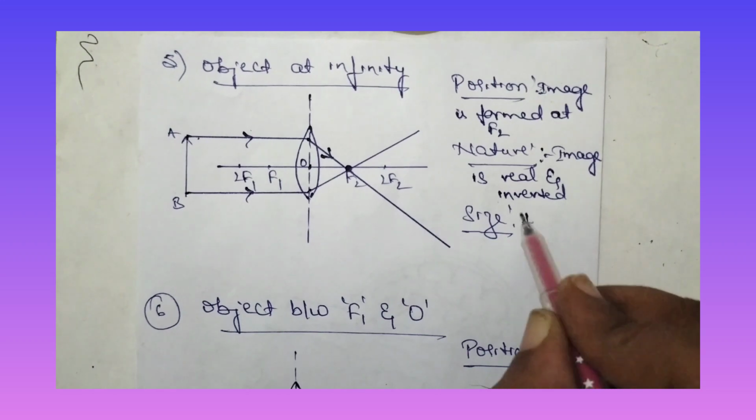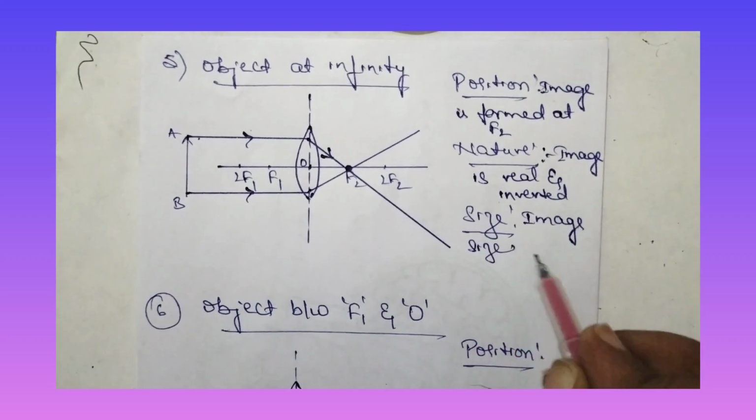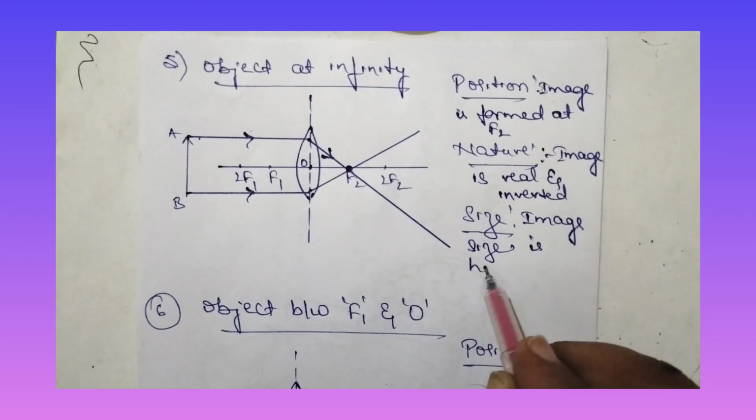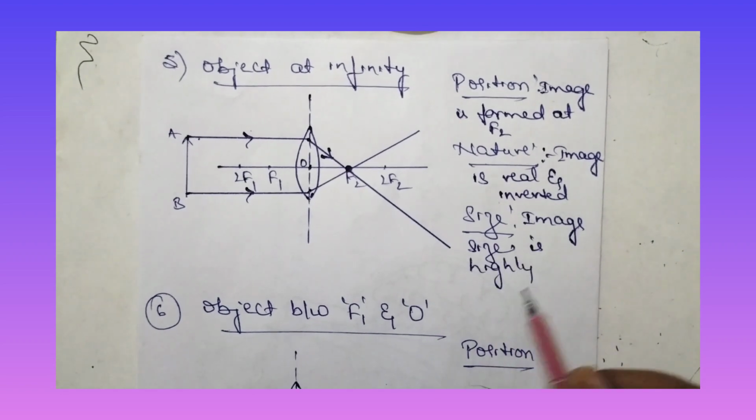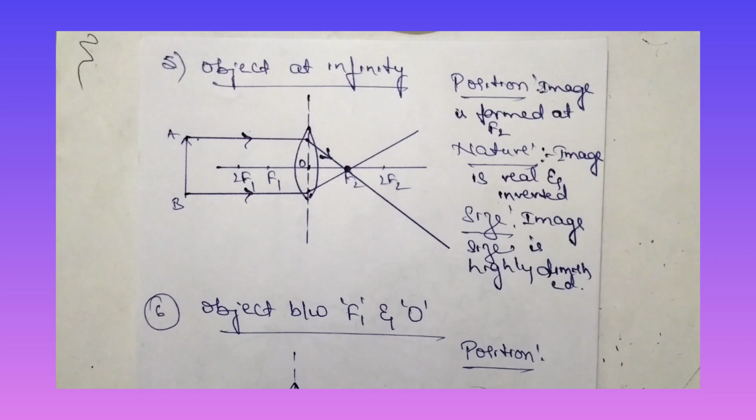What is the size of the image? The image size is highly diminished. Highly diminished means the image size becomes too small.